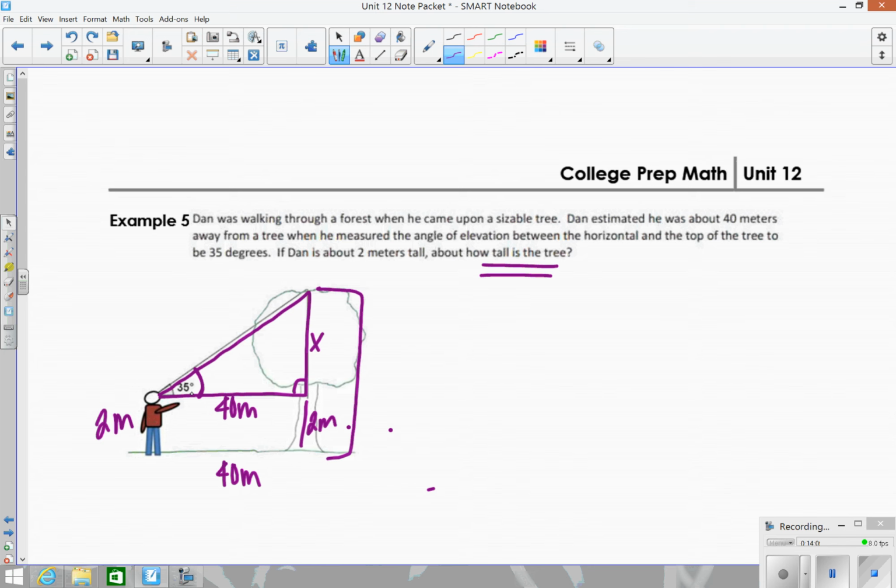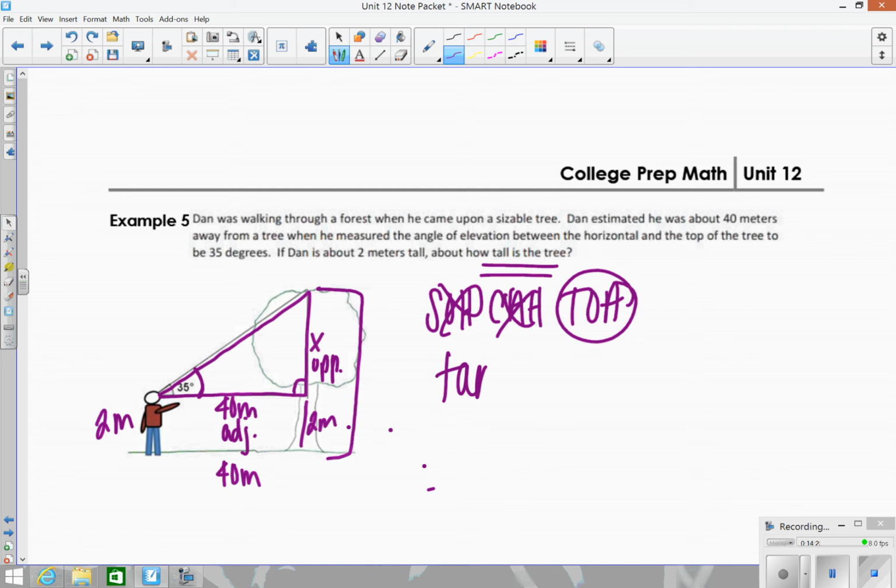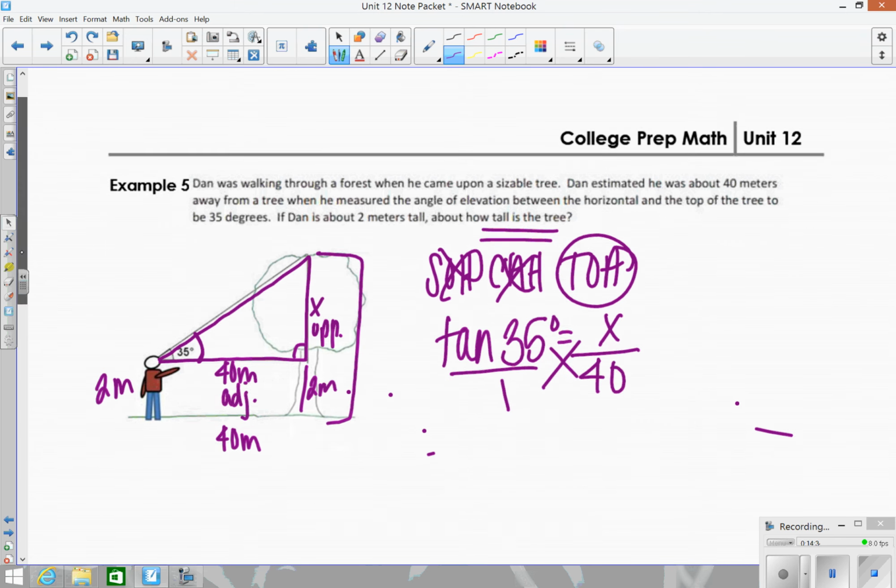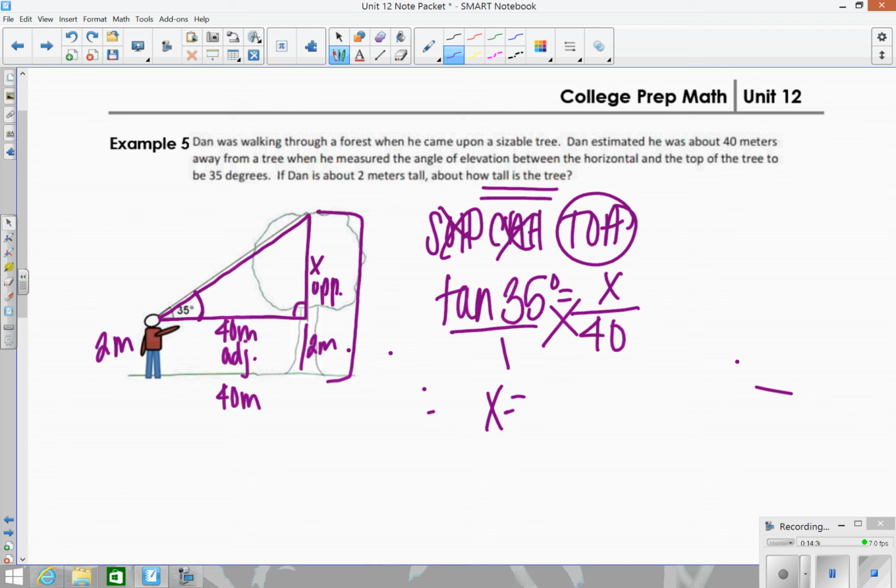So when I'm looking at the 35, this is going to be my adjacent, my next to side, and this is going to be the opposite. So thinking of this in terms of SOHCAHTOA, we're going to be using tan, opposite and adjacent. So it's going to be tan of 35 equals opposite, which is x, over adjacent, which is 40. Put this over 1 and cross multiply. So we end up with x equals 40 times tan of 35, which gives us about 28 meters.